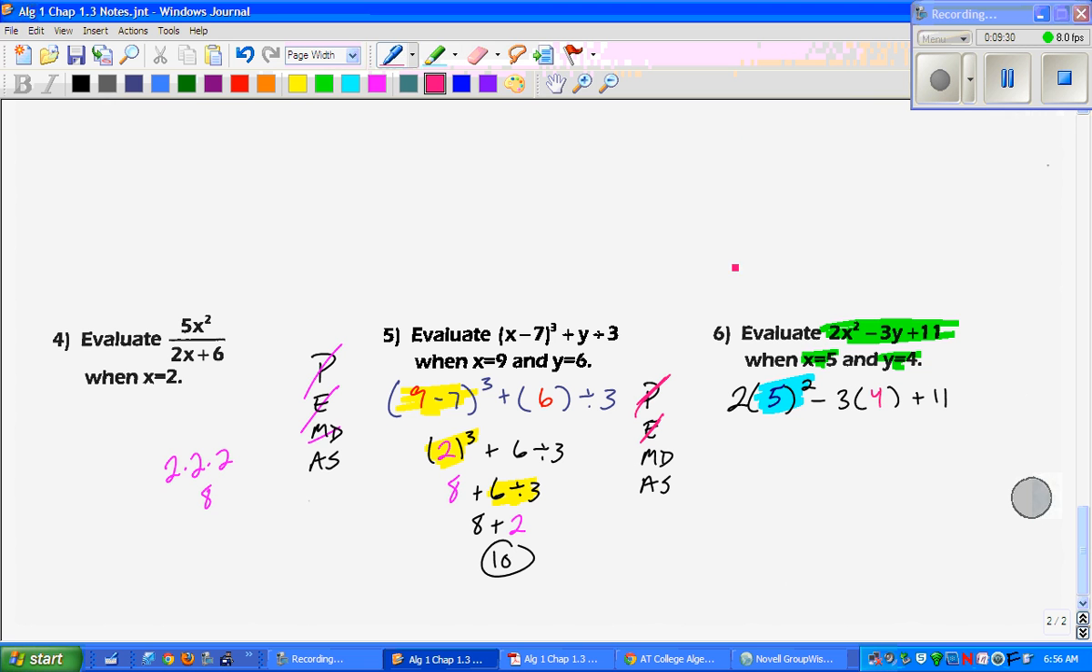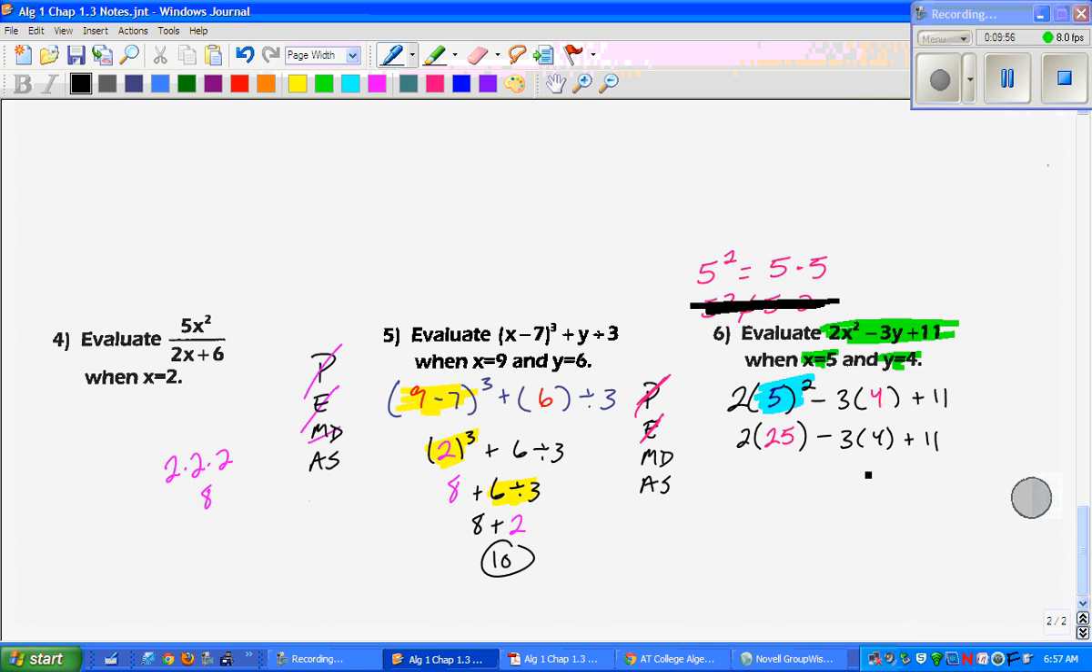Now remember, this is 5 squared, which means 5 times 5. 5 squared is not 5 times 2. You would get two totally different answers for that. So we get 25, and now everything else stays the same.